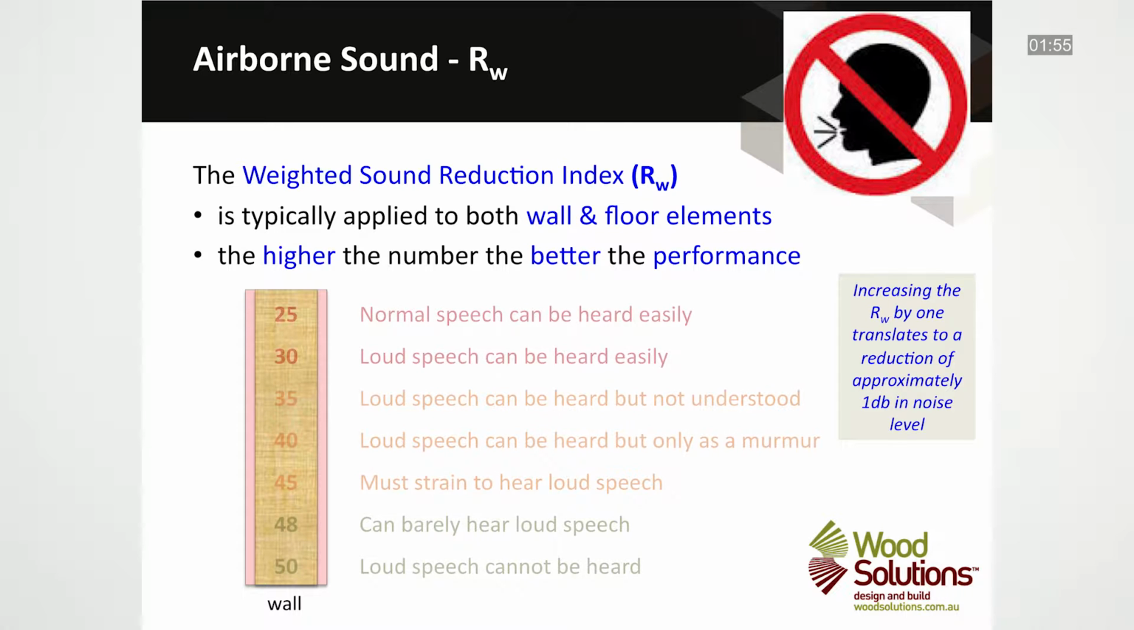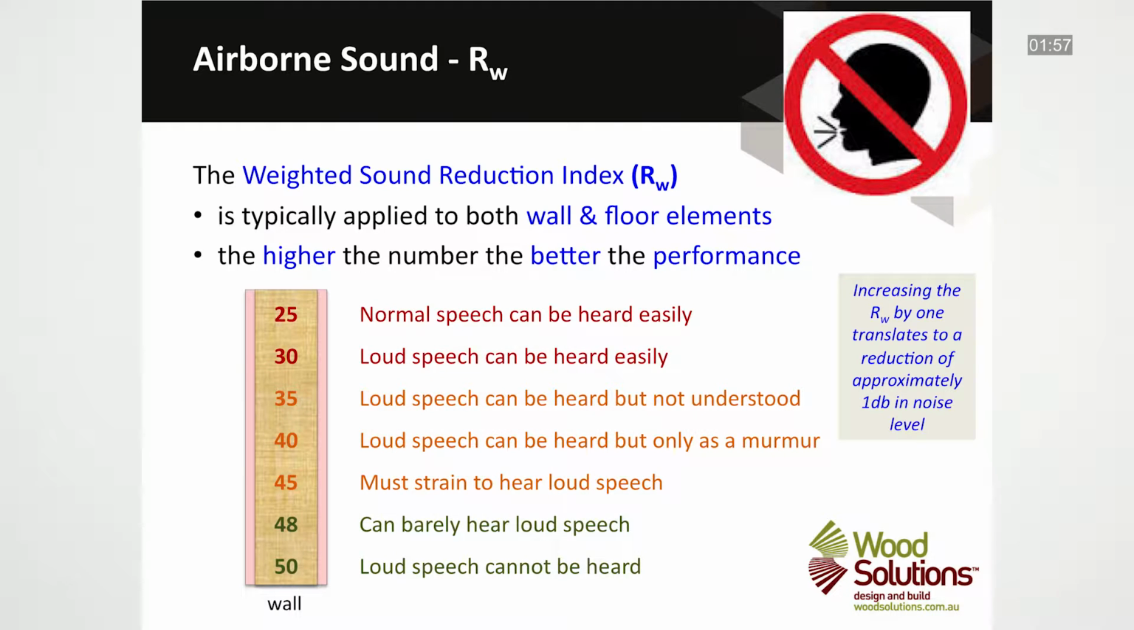Looking at a typical wall performance, at an RW of 25, normal speech can be heard easily. At 30, loud speech can be heard easily. At 35, loud speech can be heard, but not understood. At 40, loud speech can be heard, but only as a murmur. At 45, occupants must strain to hear loud speech. At 48, occupants can barely hear loud speech. At 50, loud speech cannot be heard at all.